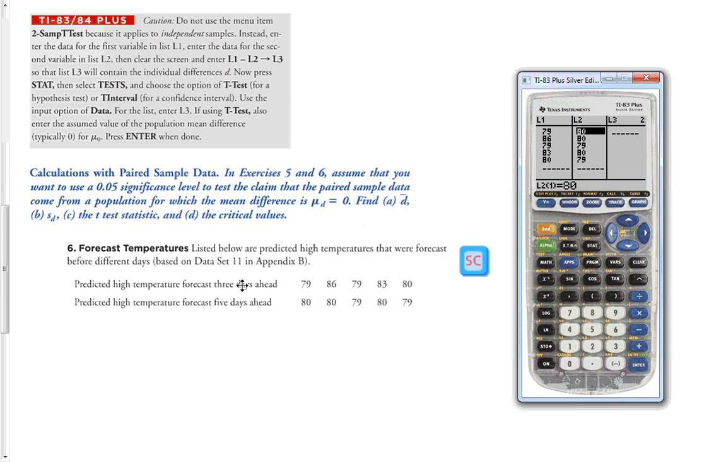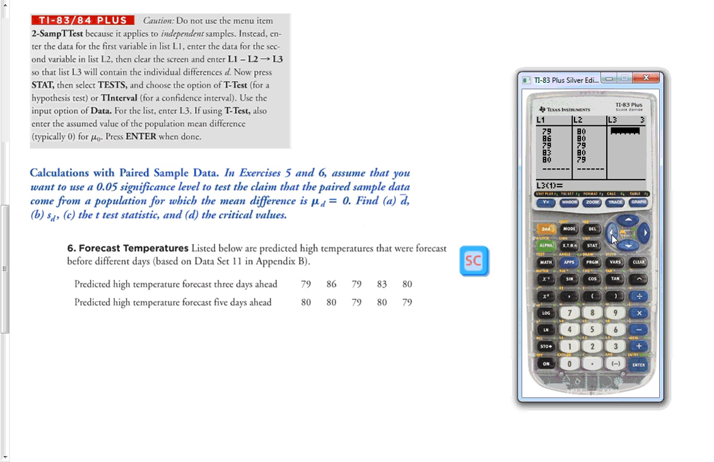So I have the predicted high temperature forecast 3 days ahead, and I also have the predicted high temperature forecast 5 days ahead. The 3 day forecast I put in list 1, and the 5 day forecast I put in list 2. And what I'm doing is testing the claim that there is no difference between the 3 day and 5 day predictions.